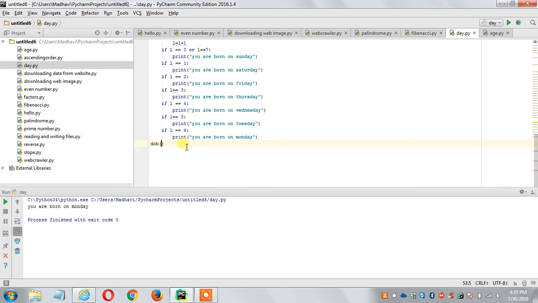So my date of birth is, and in this, to avoid confusion, what I did was I used the date first and next the month, and the year is the same, but I just switched the month and the date. So the date is 17 and the month is September.